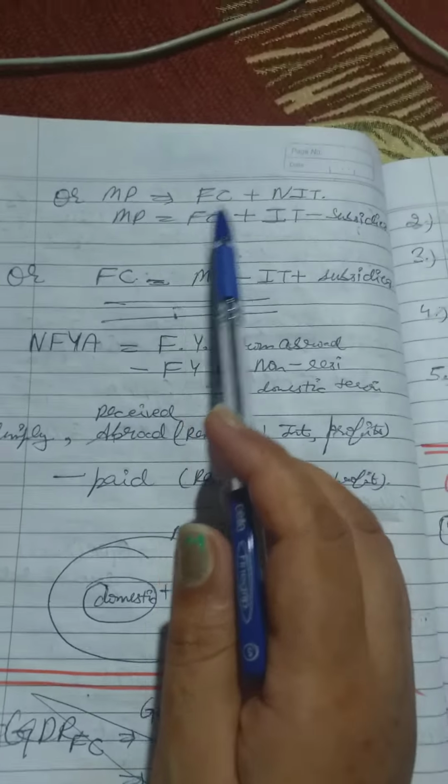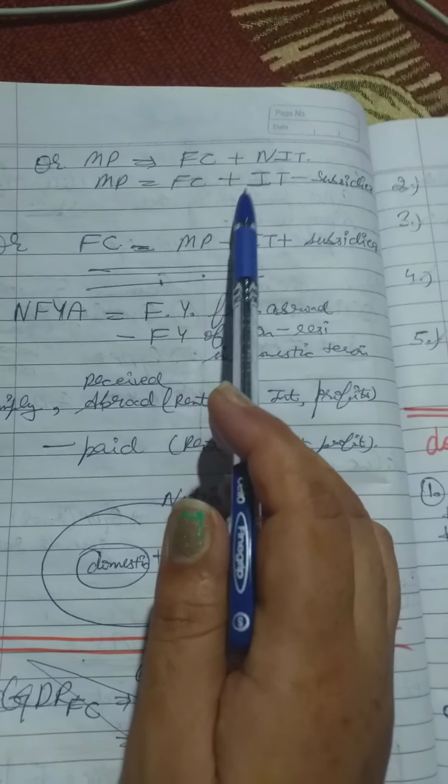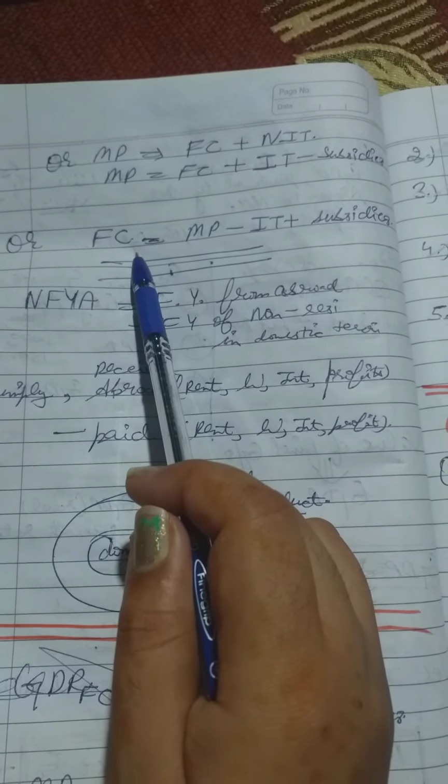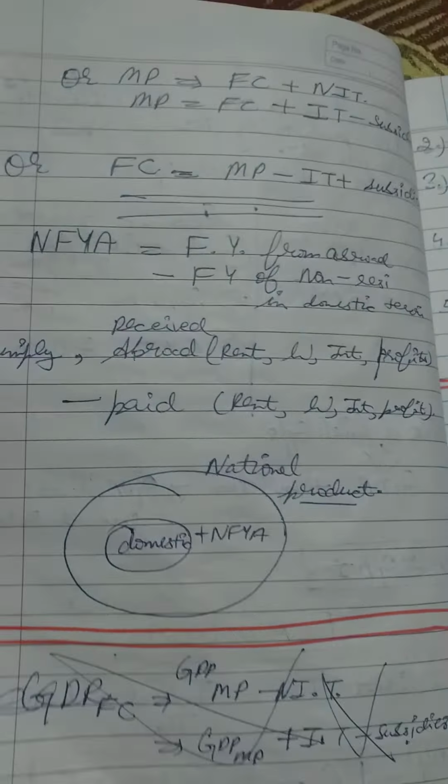MP is equals to factor cost plus NIT. MP is equal to factor cost plus indirect tax minus subsidies. Now factor cost could be derived MP minus IT plus subsidies.